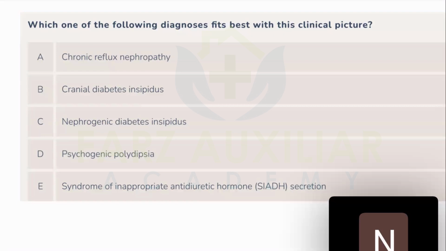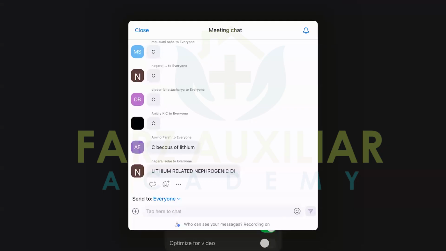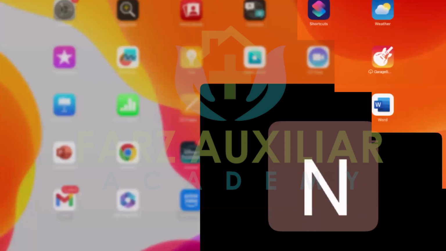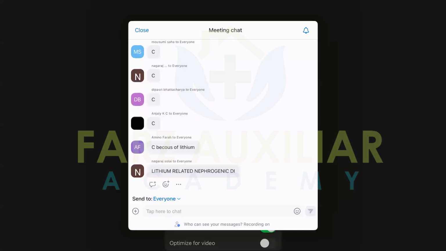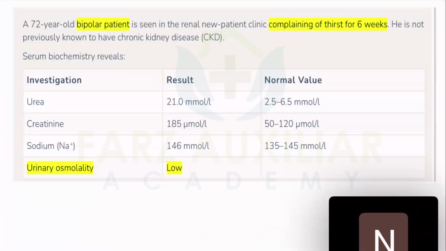Anyway, a quick look at the chat box to see whether anybody has answered. I think everybody is exam-ready here, because everybody is answering correctly. Somebody has also given the drug name: C is because of lithium. Absolutely, lithium-related nephrogenic DI. Hallmark question of MRCP part 1 and part 2. So the clue is a bipolar patient.